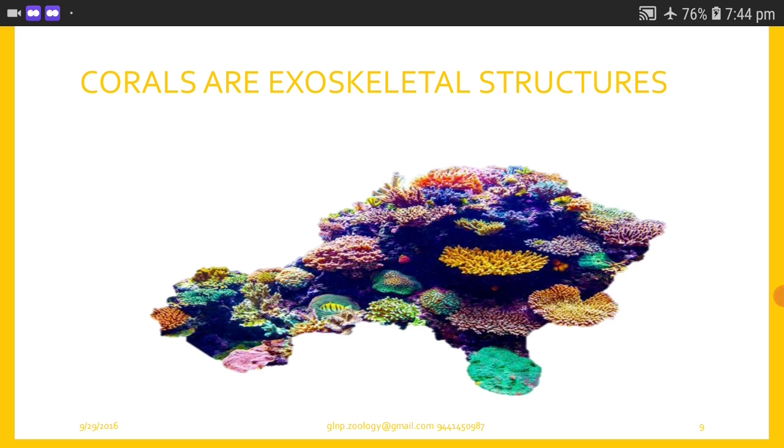Hydra, Obelia, Physalia are included under hydrozoa. Hydra is called freshwater polyp. Obelia is commonly called sea fur. Physalia is called Portuguese man-of-war. And coming to Scyphozoa, the members of Scyphozoa are called jellyfishes collectively. Aurelia is the best example. Aurelia is also called jellyfish or moon jelly.